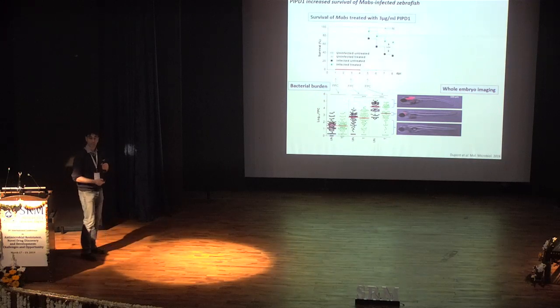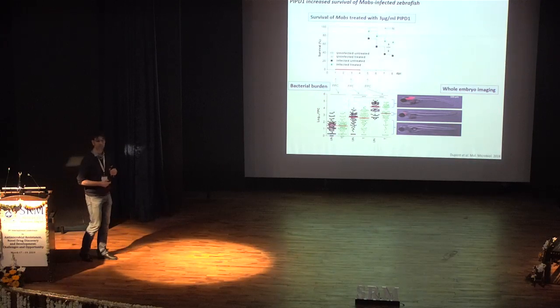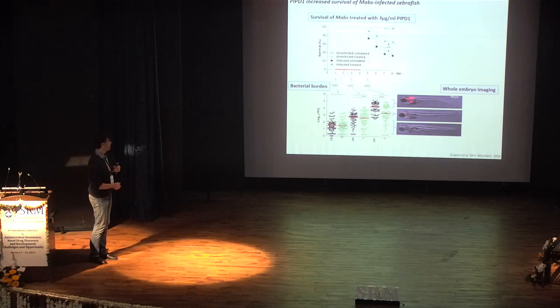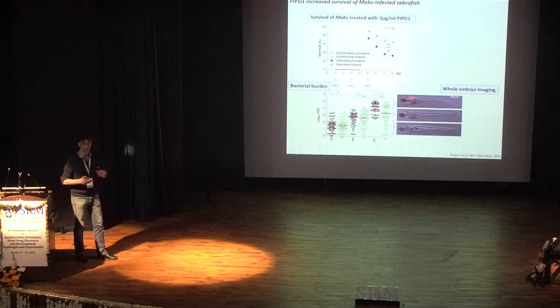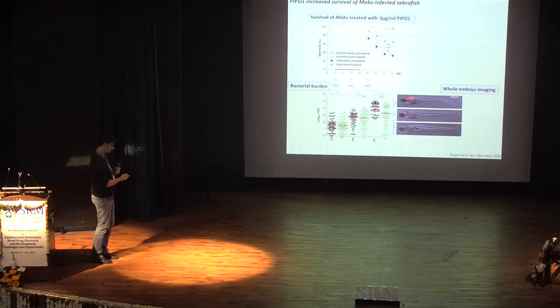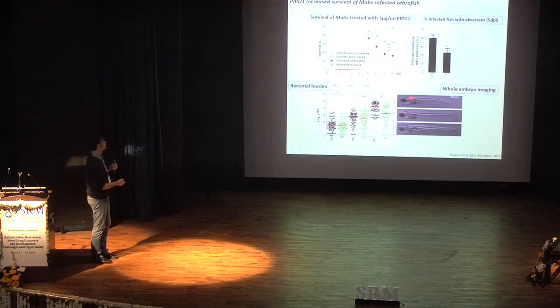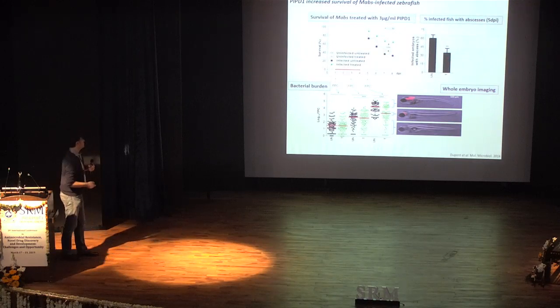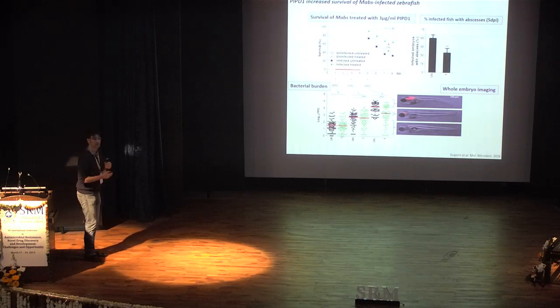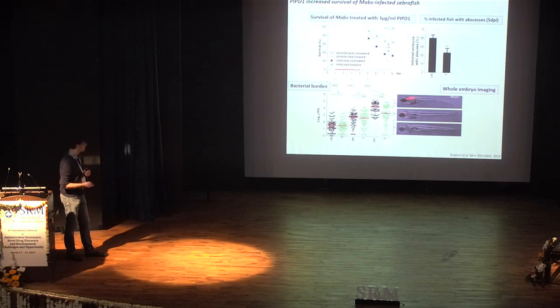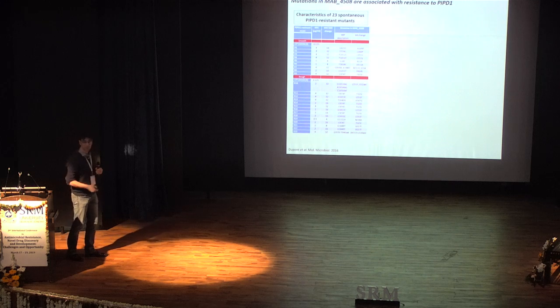You can really image in real time the effect of a drug in vivo and see, by following the animal over the days, how it reduces the size of the infection foci. And this could be correlated also with a decrease in the number of abscesses in the treated animals as compared to the untreated ones. So altogether, this shows that PIBD1 is active in vitro, in macrophages, and in the infected zebrafish model. How does it work?